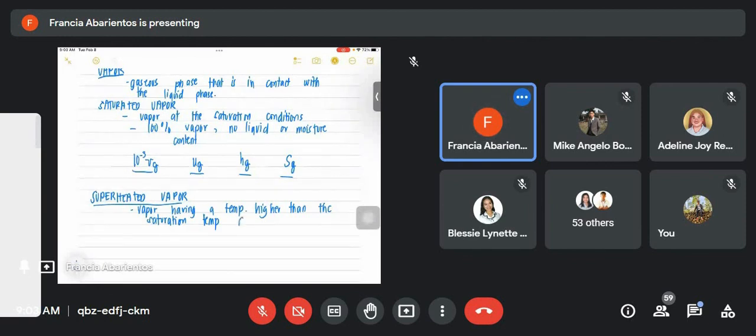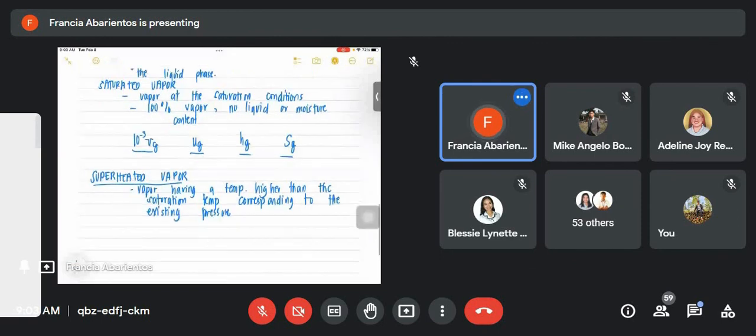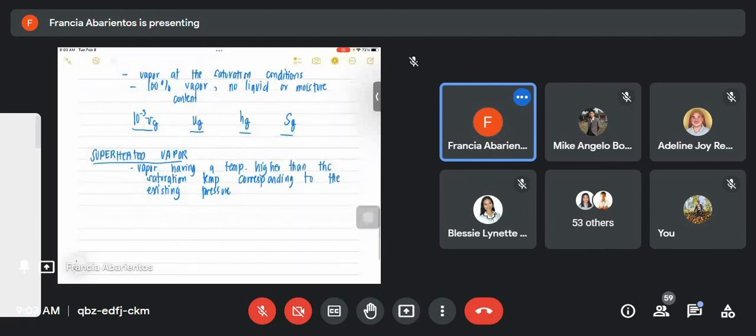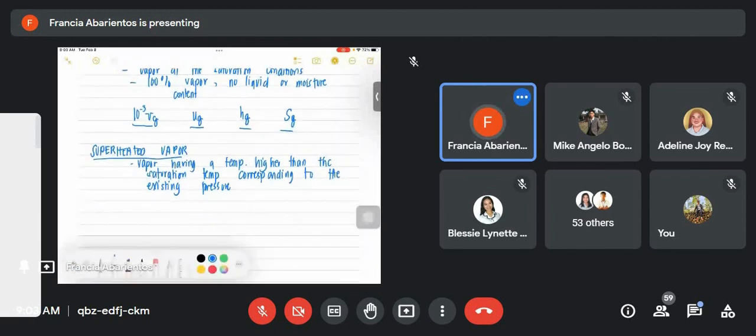Corresponding to the existing pressure. So, kung kanina, we have here temperature na given sa atin daw is higher than the saturation temperature at a given pressure. Ayan. So, for example, punta tayo doon.